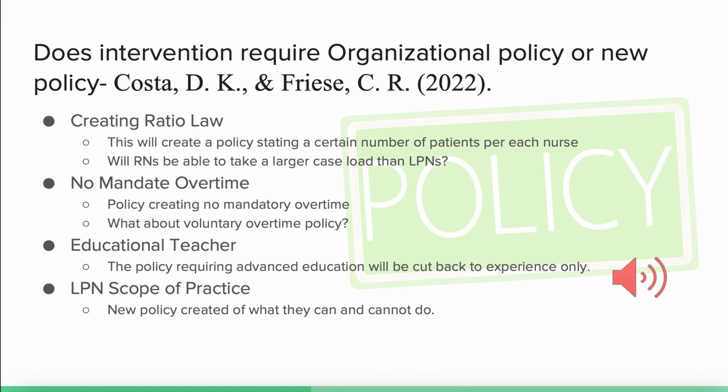Hey, it's me, Erica. I'm going to be talking about how each intervention requires a policy change or a new policy. Intervention 1 was to create a law minimizing how many patients a nurse can handle on their own. This will require a new policy stating a certain number of patients per nurse. There may need to be a secondary policy stating if RNs can take a larger caseload than LPNs. This will just have to be considered in the thought process.